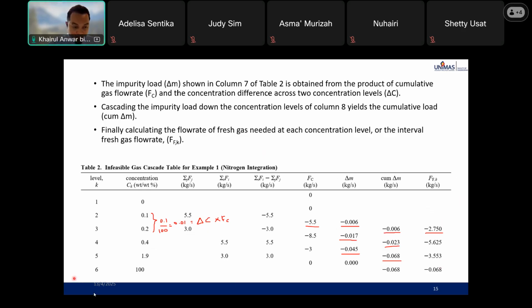Then 0, 0, 0. Then you get 0.006 for the delta n. So for the delta m, you do cascade for FC. So here you need to do cascade, whereas you need to do cascading here as well.